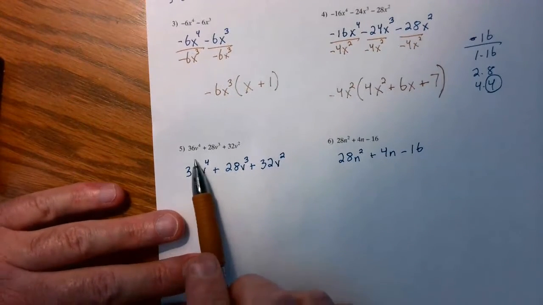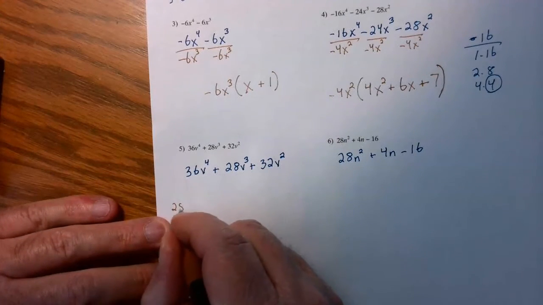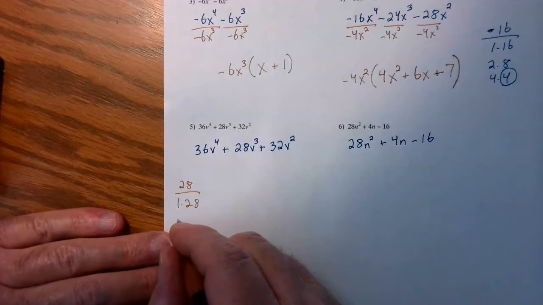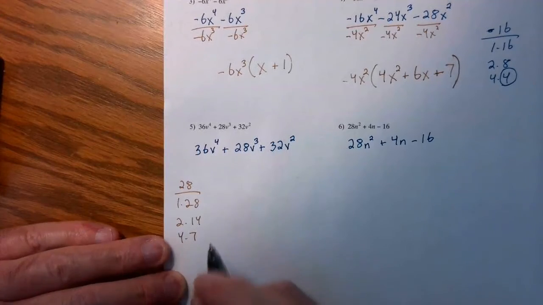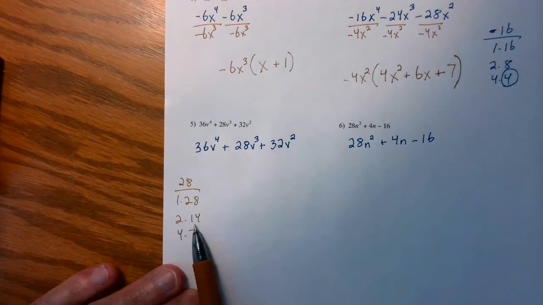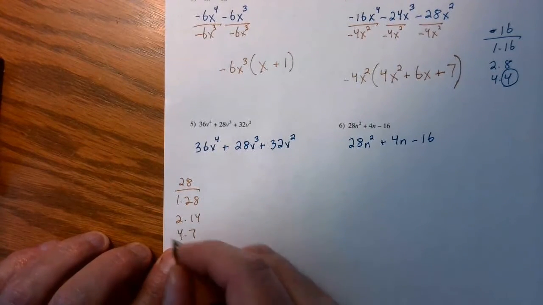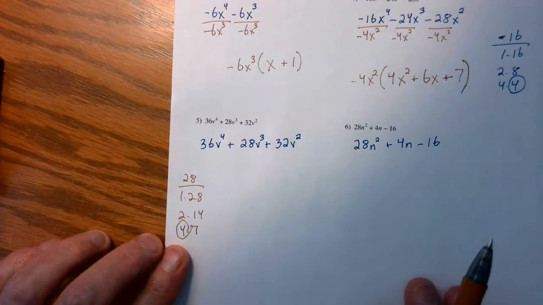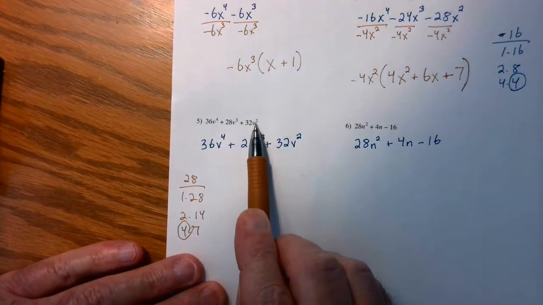Number 5, let's see. The smallest number is 28. So start with that. 1 and 28. 2 and 14. 3, no, 4, yep, 4 and 7. I guess that's it. All right, 28 is not a factor. 14, no. 7, no. 4, again. 4 goes into 36 and 32. That's the biggest one. All right, and there's two v's is the smallest.